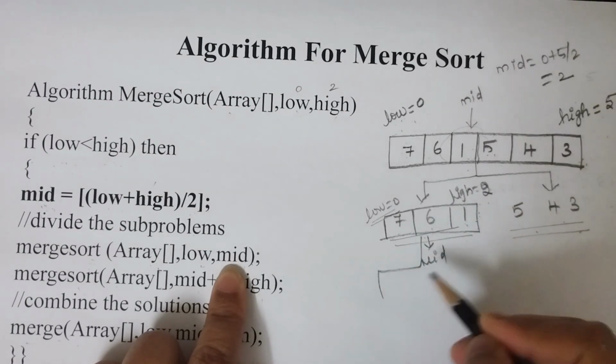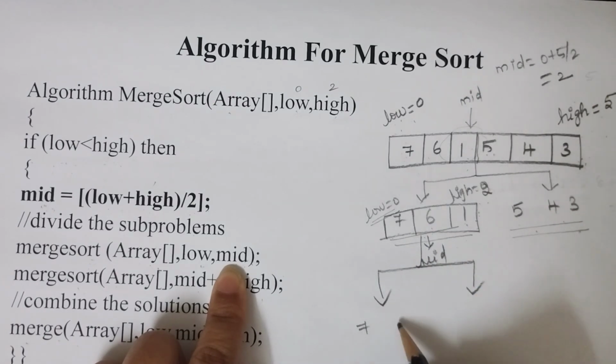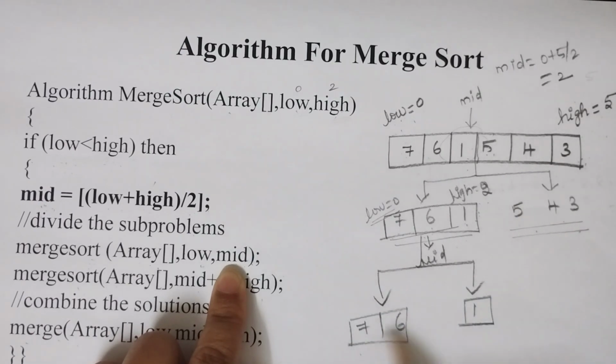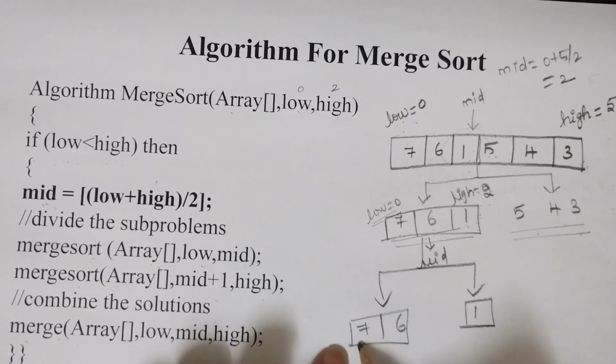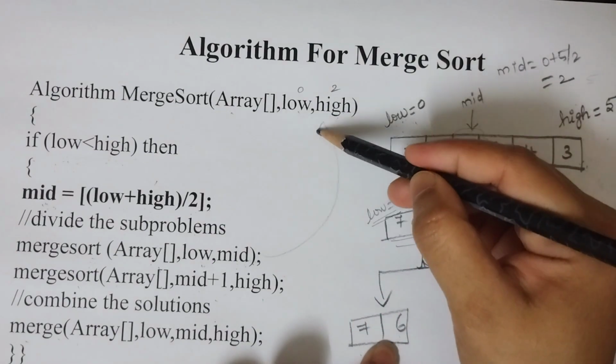So again I am going to split this array into two, which contains 7 and 6 in the left hand side and 1 in the right hand side. So this is how I split. Now this is my low value and my mid value is my high value. I am passing this as a high value. Again this will be passed here.